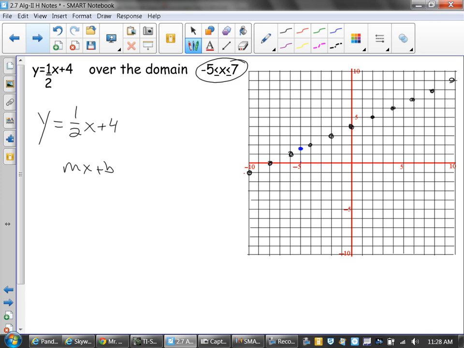So I'm looking at it for larger than -5, but smaller than or equal to 7. So I'm looking for just this chunk of the segment. What do I do with those dots outside of it? Get rid of them. Goodbye.